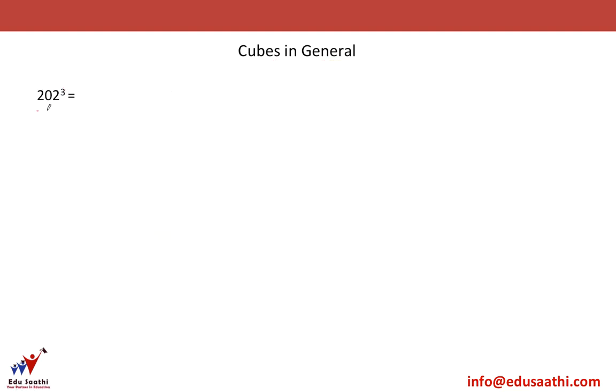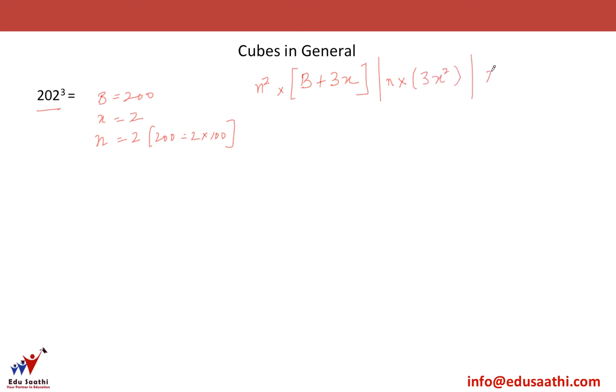So now let's find the cube of 202. Here the base is going to be 200, x is going to be 2, and n again is 2, because 200 is nothing but 2 into 100. Now let's see how the formula changes. I'll have base plus 3x. I'll multiply this by n square. We multiplied this by n when we talked about squares. The second part I'll multiply by n, which is n into 3x square, and then I will have x cube.